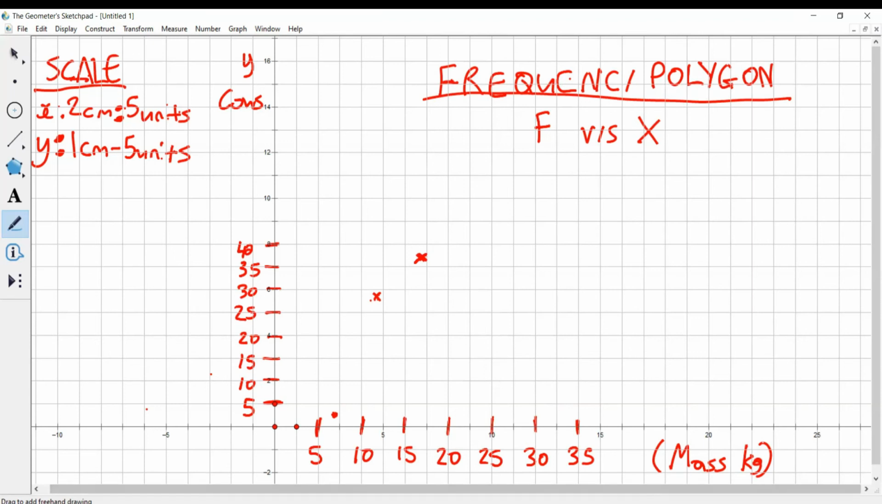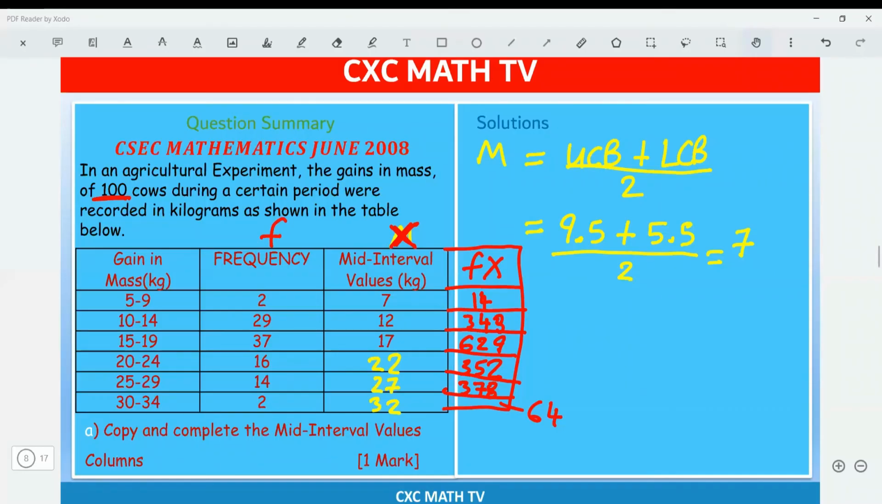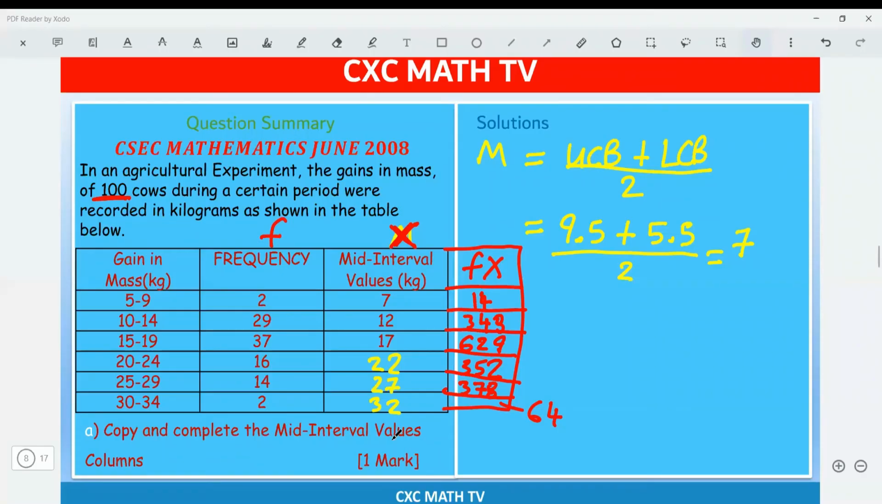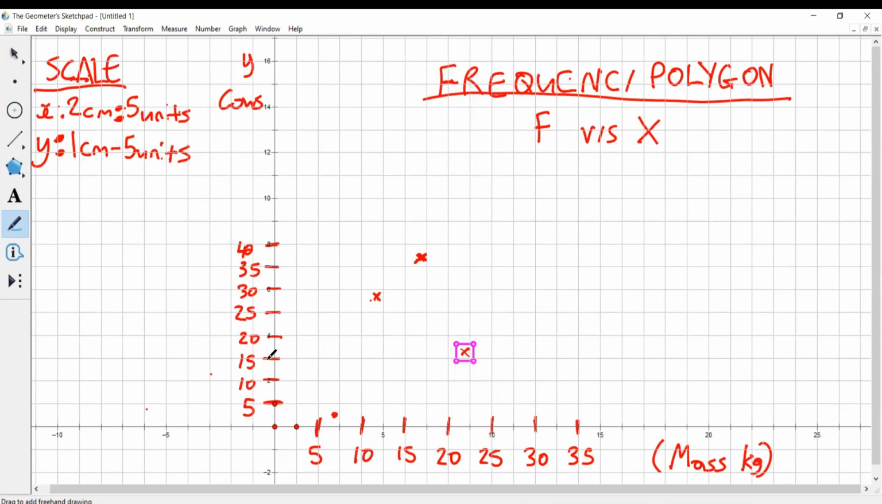And then now we need 16 to 22, 16 on the y-axis, 22 on the x. 16 is just above 15. That's somewhere right here. And then we need 14 to 27. 14, we're going down again. 14 is just below 15 to 27, somewhere here.